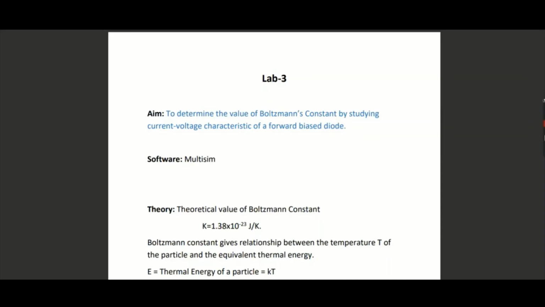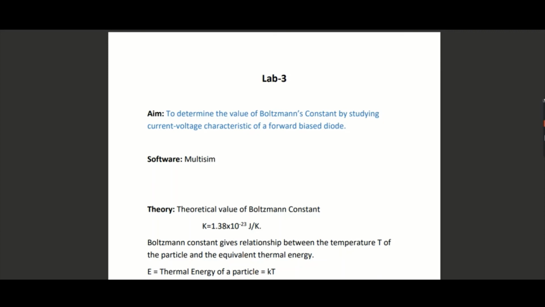Today we are going to determine the value of the Boltzmann constant by studying the current-voltage characteristic of a forward bias diode. The software we are going to use is Multisim. The theoretical value of the Boltzmann constant is k equal to 1.38 × 10^-23 joule per Kelvin.